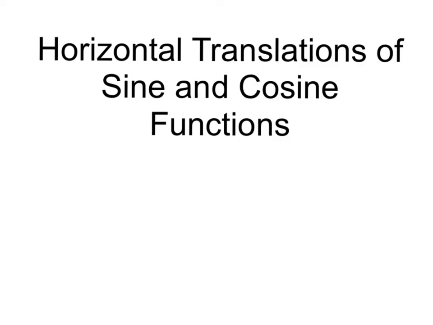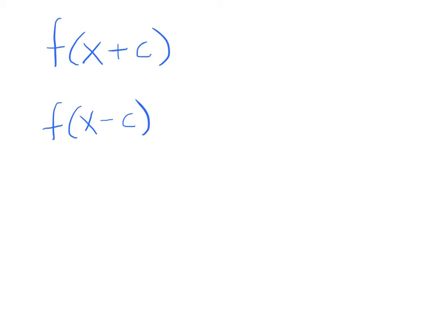Today we're taking a look at horizontal translations of sine and cosine functions. You might remember from Chapter 1 that we talked about translations of functions, and that if we wanted to shift our graph to the left or to the right, we would add or subtract a value to x. If we added a value here, x plus c, then we were shifting our graph to the left. It's a little counterintuitive. And if we were subtracting our value, we were shifting to the right.